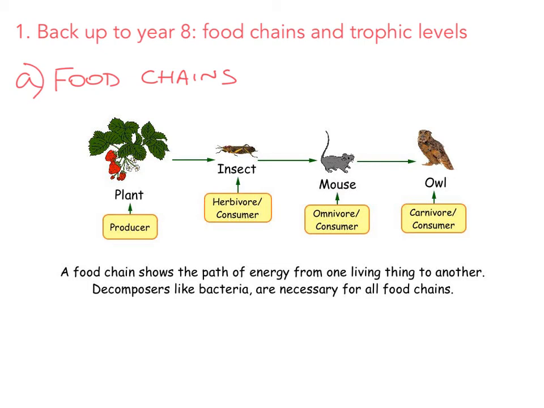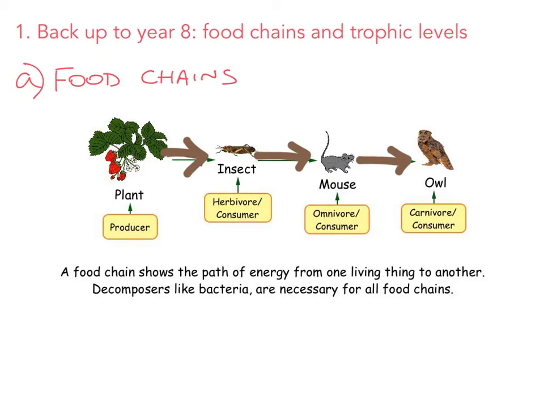Okay, so to start, we go back to year 8, food chains and trophic levels. Starting with the producer, the arrow goes up because the insect is getting the energy from the plant. The mouse eats the insect and it gets the energy, so the arrow goes towards him. And the owl eats the mouse, so the arrow goes up to the owl because the owl's getting the energy.